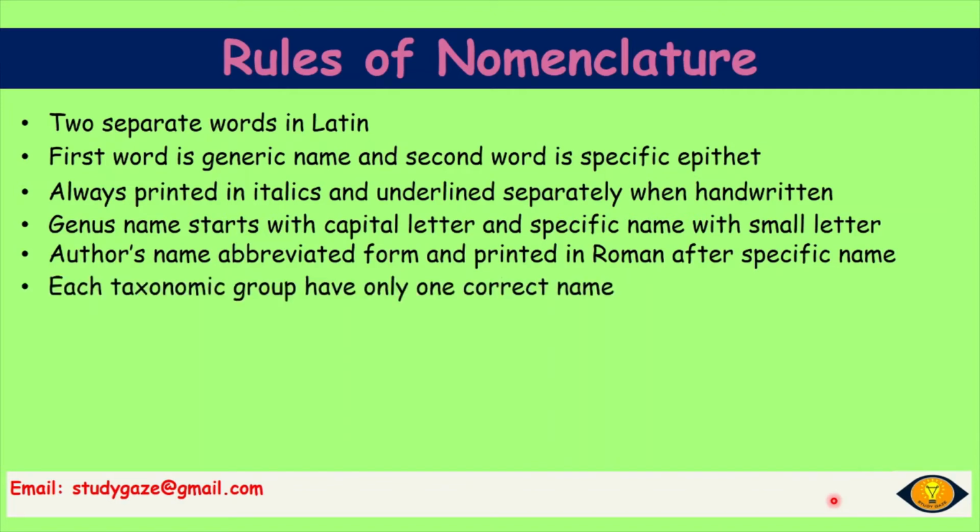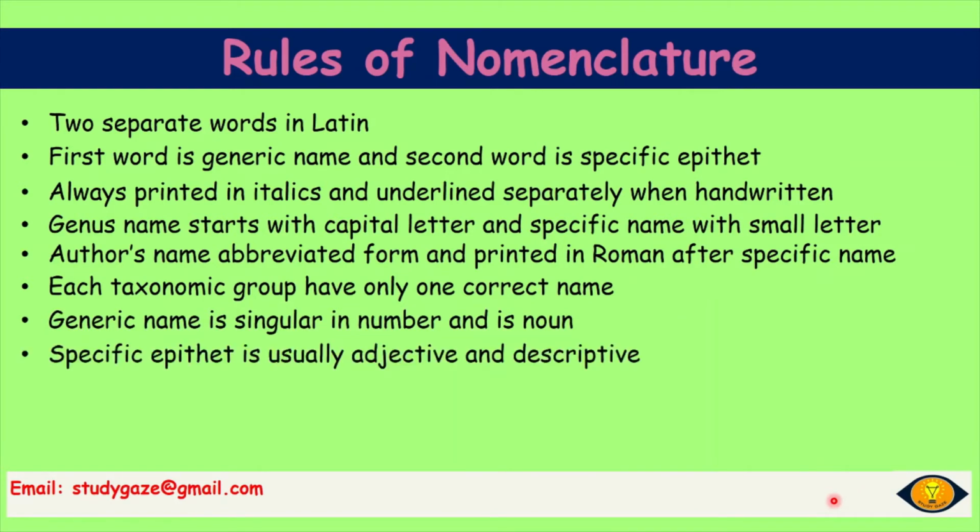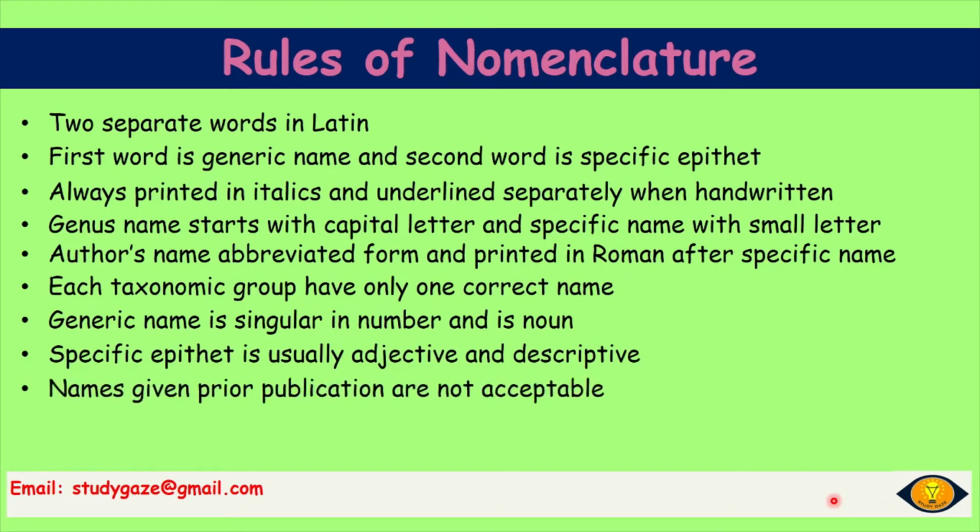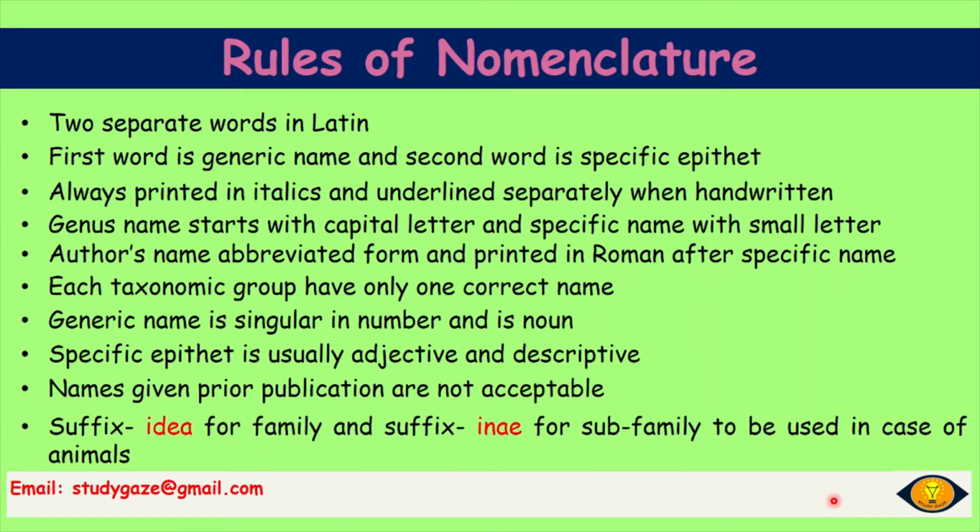Each taxonomic group has only one correct name. Generic name is singular in number and is a noun. Specific epithet is usually an adjective and descriptive. Names given prior to publication are not acceptable. Suffix "idae" for family and suffix "inae" for subfamily are to be used in cases of animals.